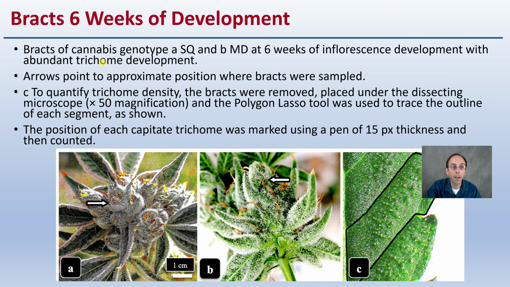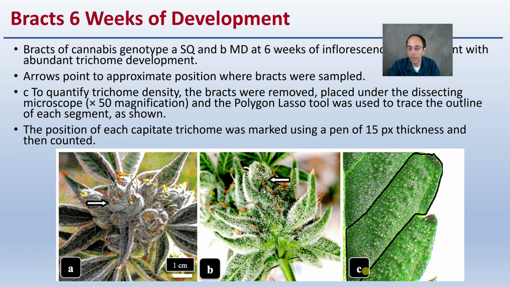Well, here we see that macroscopic view of the bracts of Space Queen and Moby Dick. This one is Space Queen. This one's Moby Dick, at 6 weeks of inflorescence development with abundant trichome development. The arrows indicate and point to the approximate position where the bracts were sampled.